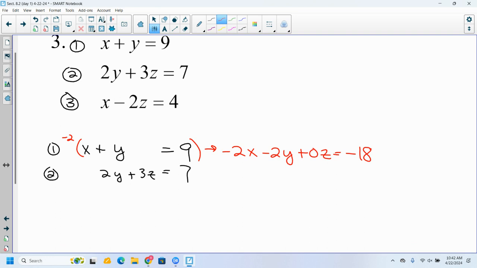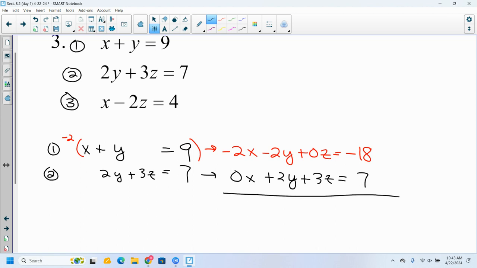You can use that as a placeholder. Just leave it as a placeholder. The second one, I'm going to put 0x plus 2y plus 3z equals 7. And now if you combine everything, I'm going to have -2x. The y's cancel. I get plus 3z, and I get -11.